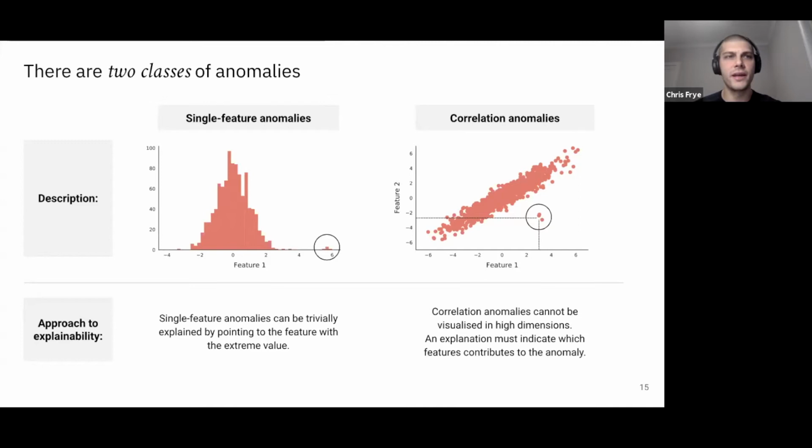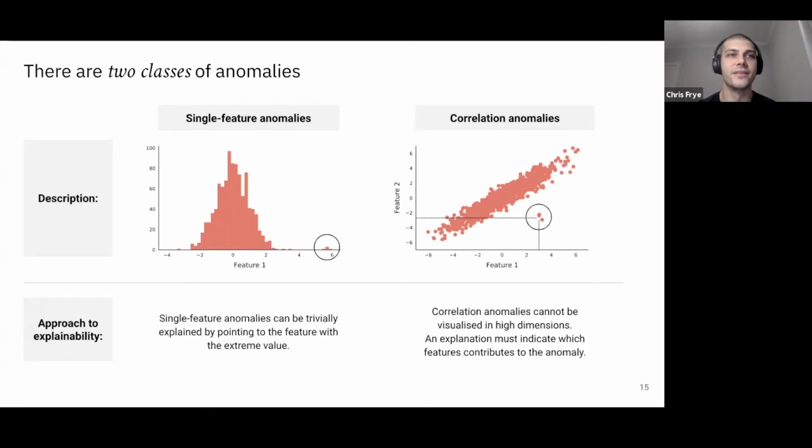In the plot on the right, we have what we call correlation anomalies. These are anomalies for which no single feature takes an extreme value, but instead the data point breaks correlations that are satisfied by the rest of the data. So for example, in what's shown here, neither feature 1 nor feature 2 takes an extreme value. But feature 1 is on the high side, while feature 2 is on the low side, and this never happens simultaneously in the rest of the data.